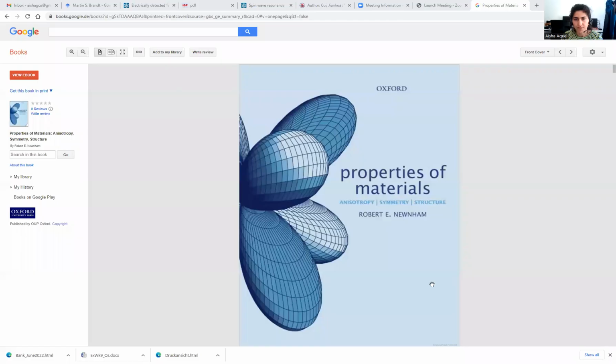And if we look here, the book title cover looks like this. I actually have the hard copy, but you will not be able to read it, so that's why I'm showing you from Google Books. The book covers anisotropy, symmetry, and structure. So we are looking at materials from these three aspects.